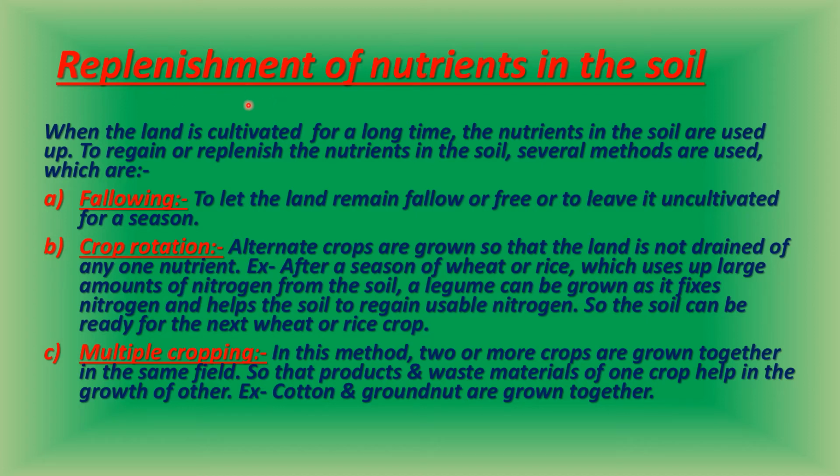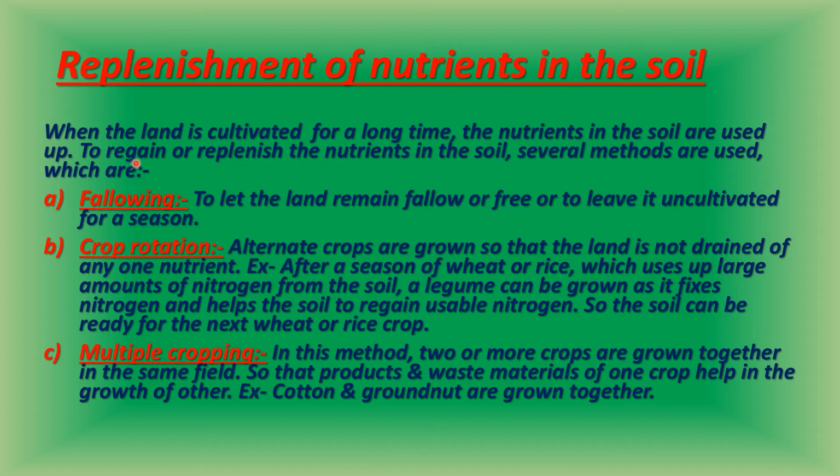So when the land is cultivated for a long time, suppose you are having a land that grows two seasonal crops, one for 6 months, next for 6 months, complete 1 year, right? So you are continuously cultivating that field. You are not leaving that field free for a certain period of time, continuously cultivating that field. What will be the outcome of this? The nutrient level of the soil will decrease, right?